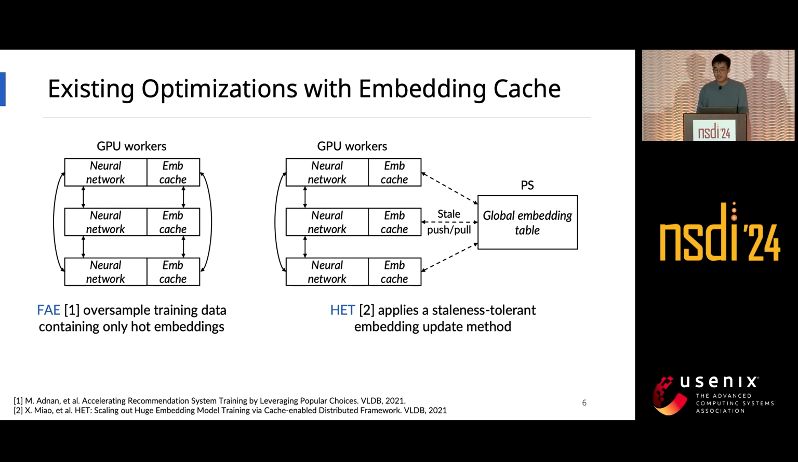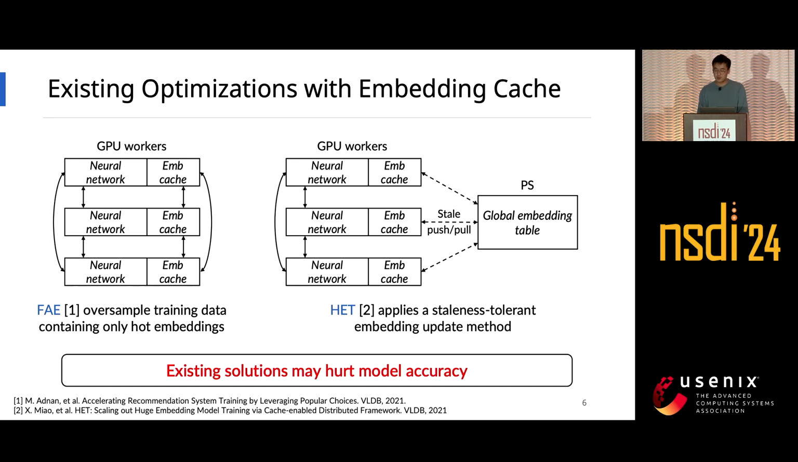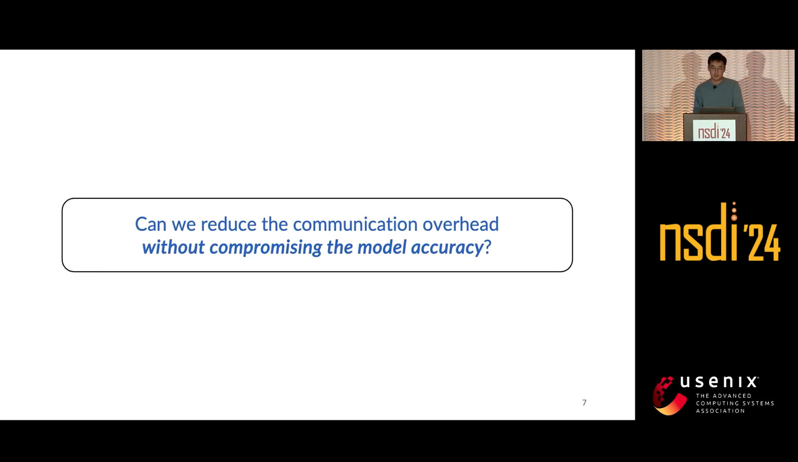There exist some attempts to further reduce the communication overhead by optimizing the cache-based systems. They either oversample the training data containing only the hot embeddings with fast inter-server collective communication, or apply a staleness-tolerant embedding updating method. However, their optimizations may hurt model accuracy due to the deviation from BSP training. But in the production environment, reproducible and high model accuracy is important and desirable. So, in this paper, we seek to figure out a way to reduce the embedding communication overheads without compromising the model accuracy during the training.